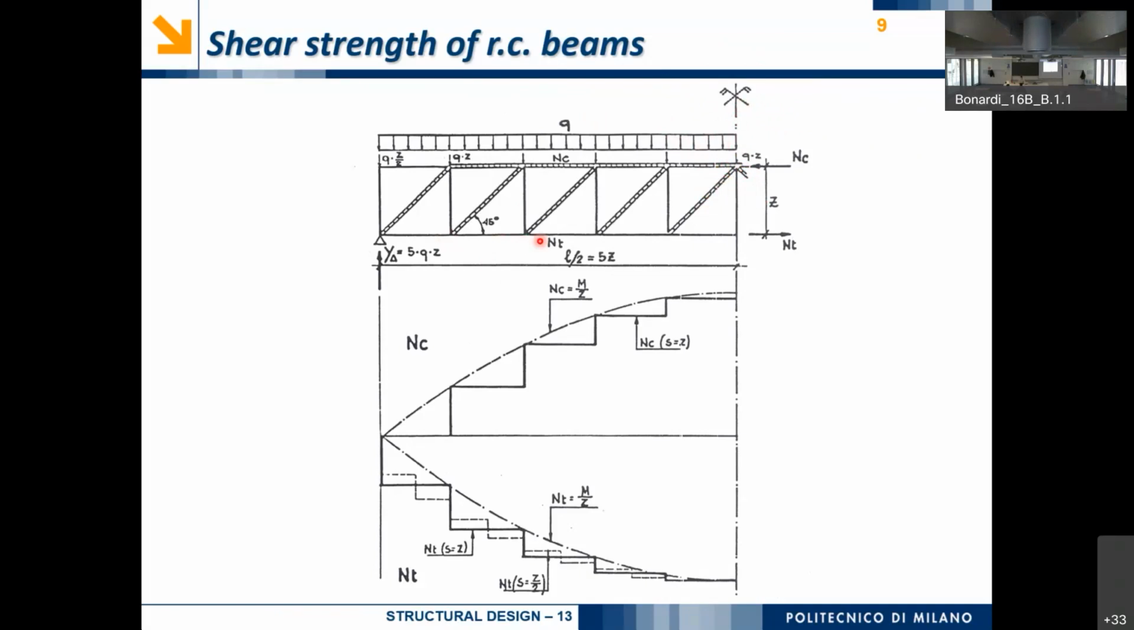Well, the first thing we need to do is compute the bending moment. Computing the bending moment of a simply supported beam under a continuous load is something very trivial, and we can plot it with basically a continuous line in this diagram and also in this other one.